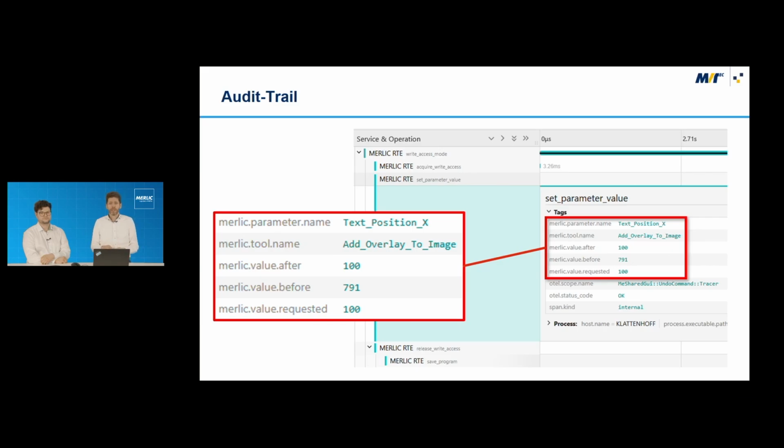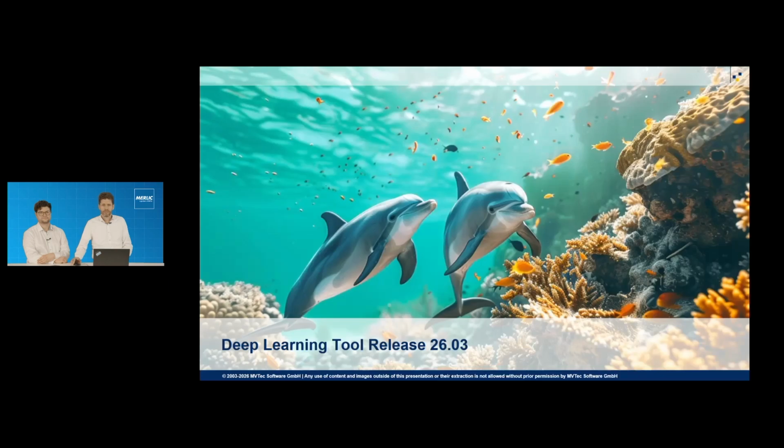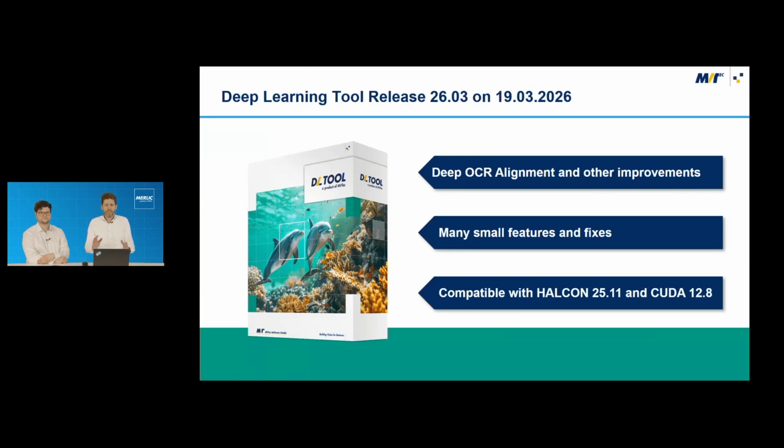But now let's have a look at the new release of MVTec's deep learning tool. The release date of the deep learning tool 26.03 is March 19th, 2026. And the main new feature is the support for deep OCR alignment. But it also includes many smaller features, fixes, and improvements, as always. The new version of the deep learning tool is now compatible with Halcon 25.11 and NVIDIA CUDA 12.8, and also supports the NVIDIA Blackwell architecture.